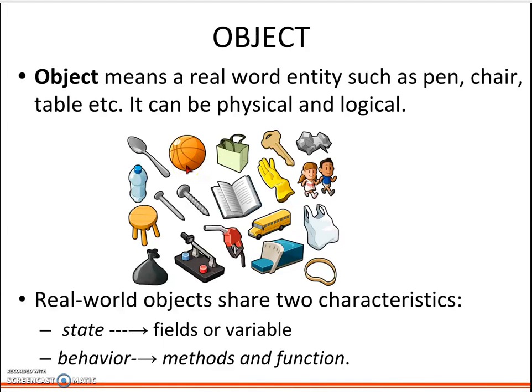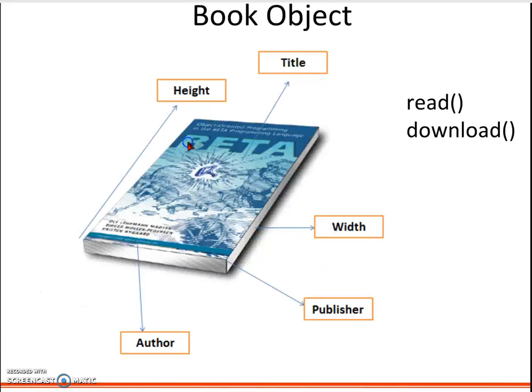Behavior means how it reacts. What can we do with the ball? We can play with the ball. So playing is a behavior of the ball object. Any object is related to a real world entity that we can describe by a word. Then that is the object.